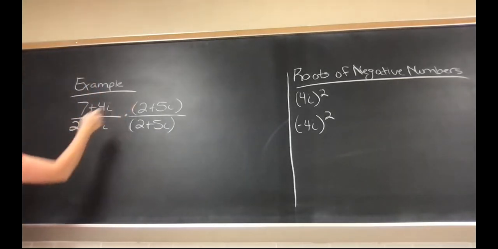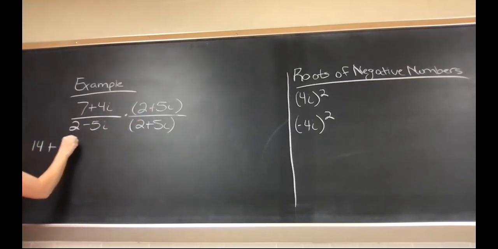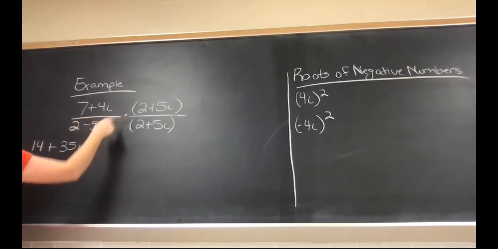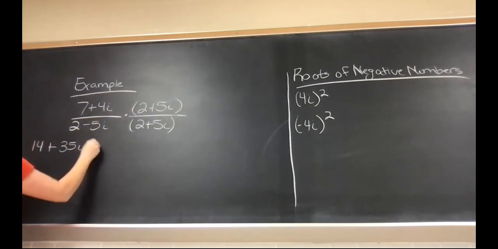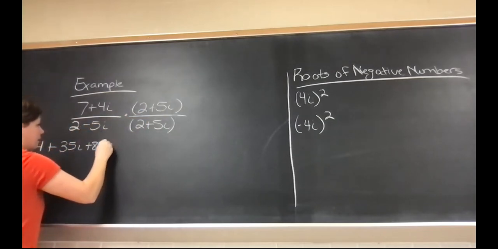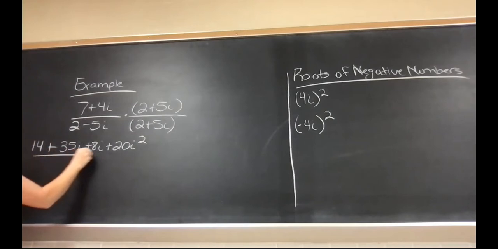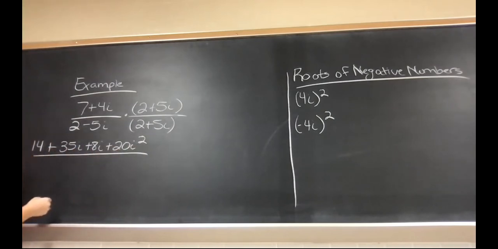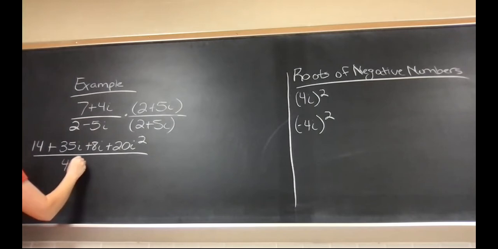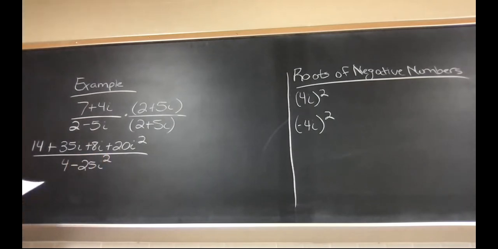I have 7 times 2, which is 14, plus 7 times 5i, which is 35i, plus 4i times 2, which is 8i, and 4i times 5i is 20i squared, all over. And then here, I'm just going to get 4 minus 25i squared.